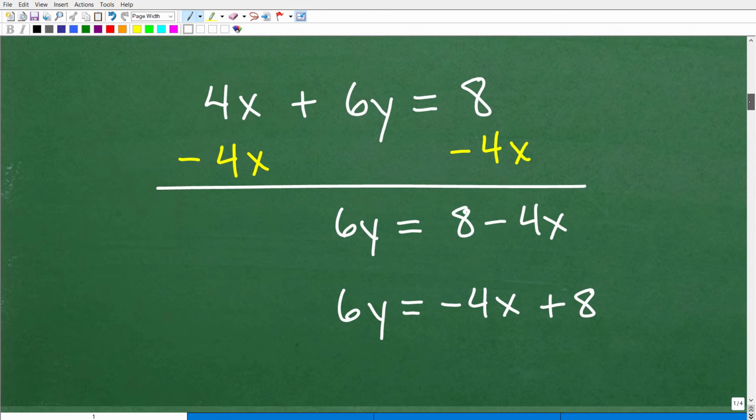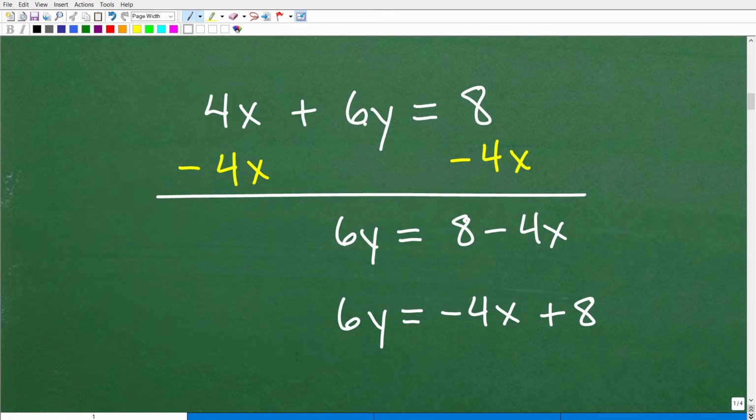Okay, so here we go. The objective is we want to write this equation such that y is equal to all this other stuff on the other side. So the first thing I need to do is move this 4x to the other side of the equation. I'm going to subtract 4x from both sides. When I do that, remember, you add down in a column manner. So 4x minus 4x is 0. 6y plus 0 is 6y. Then I'm going to have 8 plus a negative 4x, or 8 minus 4x.